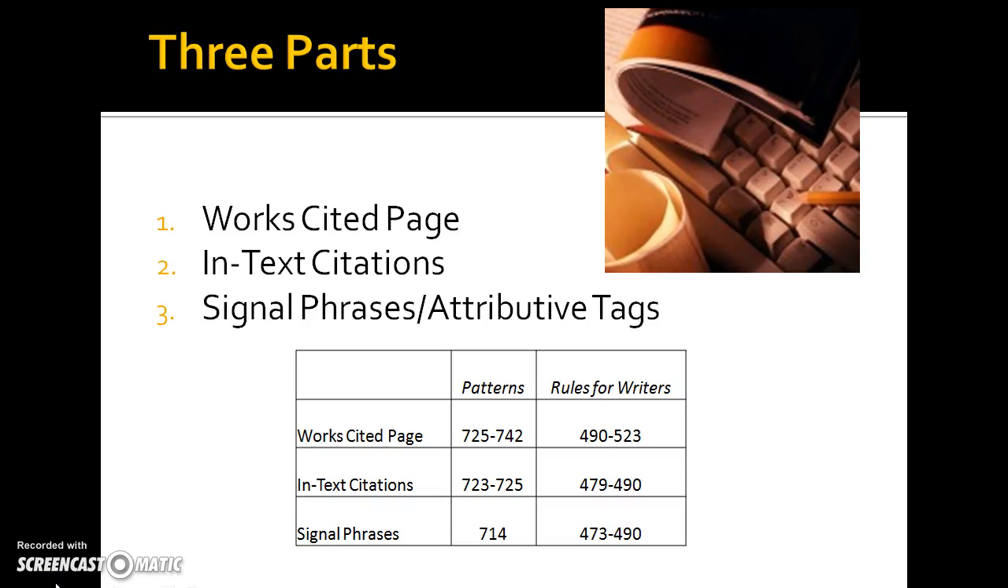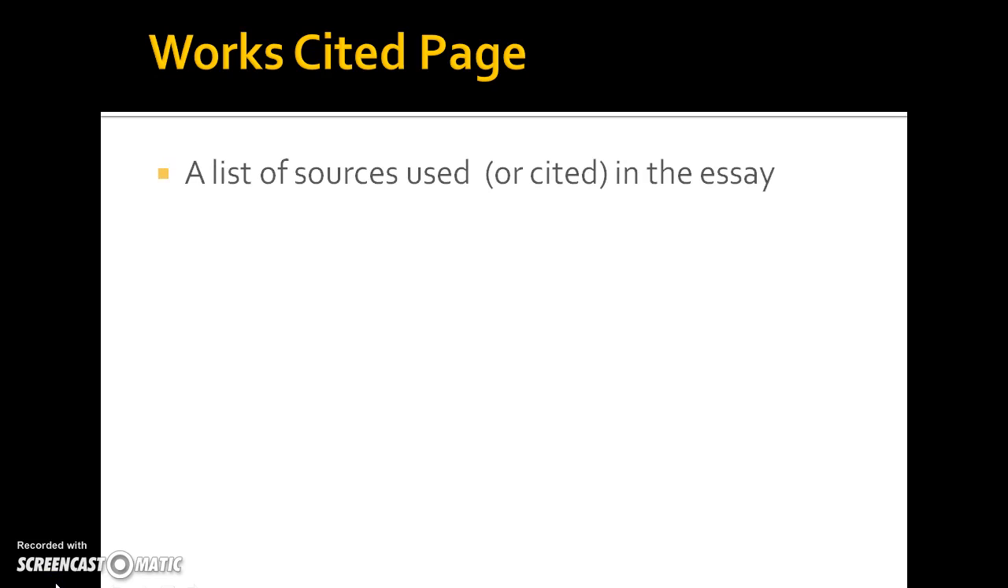There are three parts to MLA which we will discuss today: the works cited page, in-text citations, and signal phrases or attributive tags. And these are the page numbers down here that you can take a look at in your textbooks. To start off with, we're going to talk about the works cited page. This is a list of sources that are used or cited in your essay. Each source that you have in your essay has its own entry on the works cited page. So if you use 3 sources in your essay, you will have 3 entries on your works cited page.